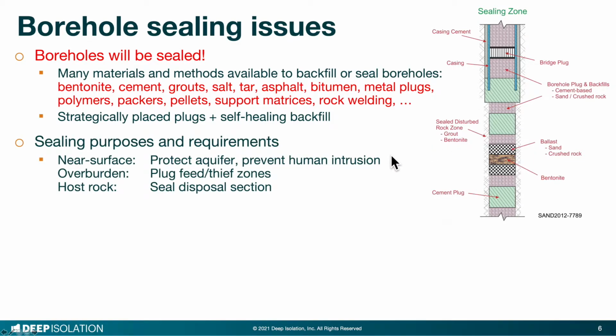Let's briefly talk about sealing requirements by noting that the purpose of a seal varies depending on where we are within the borehole. For example, the top section of the borehole needs to be sealed to protect the aquifer and to prevent inadvertent or malicious human intrusion. The middle section of the vertical access hole is mainly sealed to plug so-called feed or thief zones, which are zones of high permeability where fluids may readily flow into or out of the borehole.